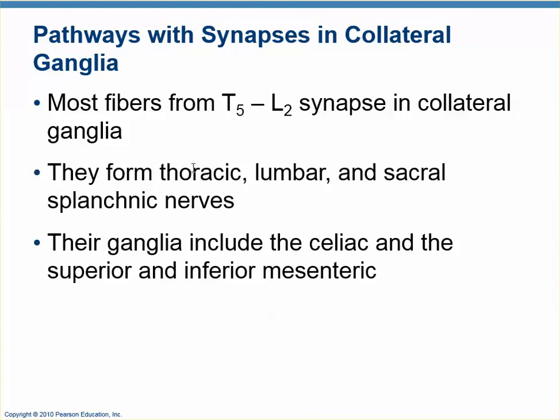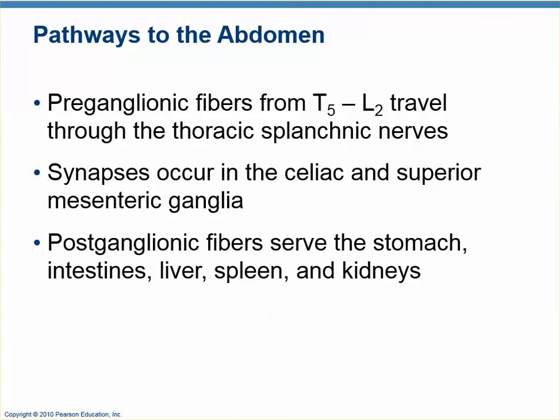Right? So there's the splanchnic nerves. The ganglia, celiac, superior, and inferior mesenteric are the really important ones. And these serve the stomach, intestines, liver, spleen, and kidneys. So those are like the abdominal organs.